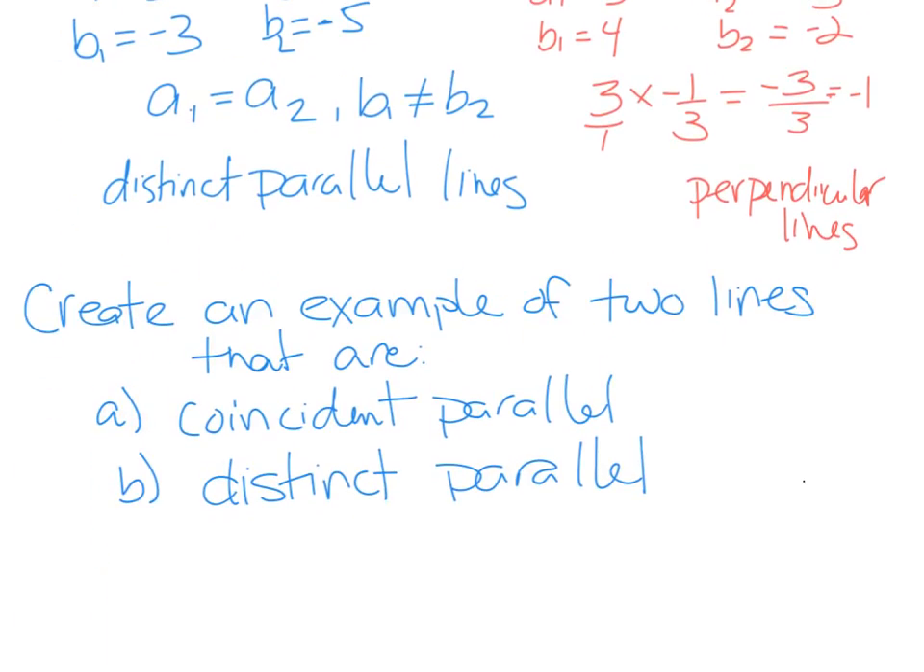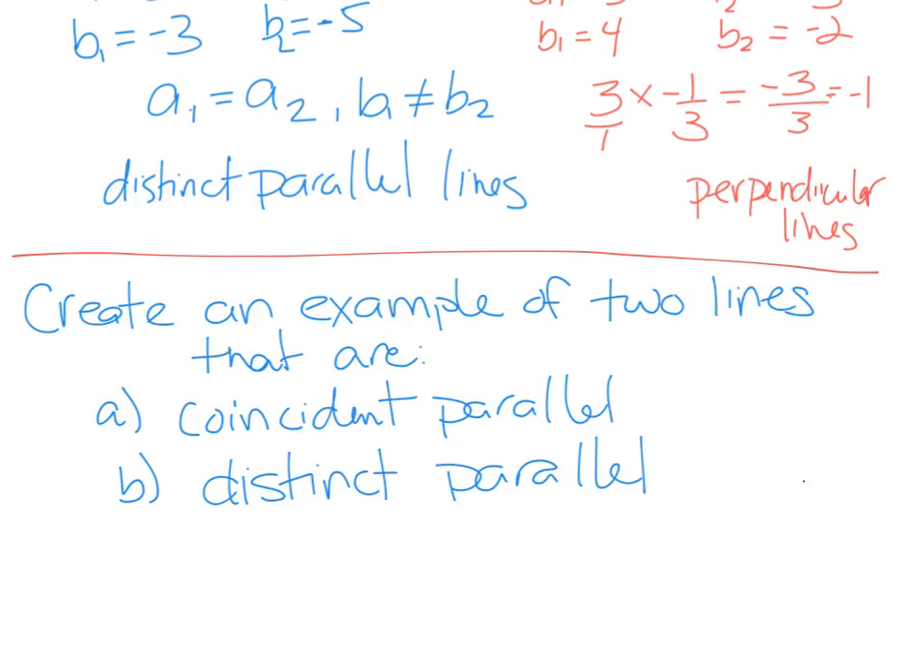Now I'd like you to copy down the secret question. Create an example of two lines that are A, coincident parallel lines, and then another example where the two lines are B, distinct parallel lines. For each example, you're writing two equations, an equation for each line, so that these two lines are coincident parallel. Then you're going to do another set of two lines so that the two lines are distinct parallel lines. Please bring that to class.